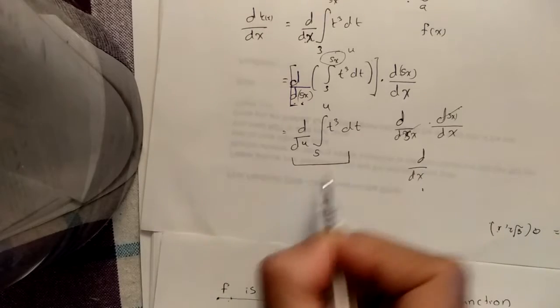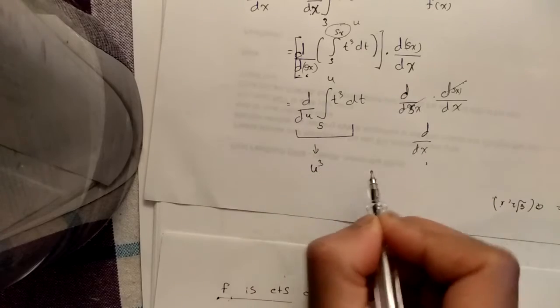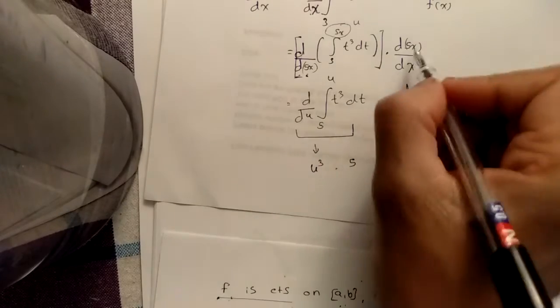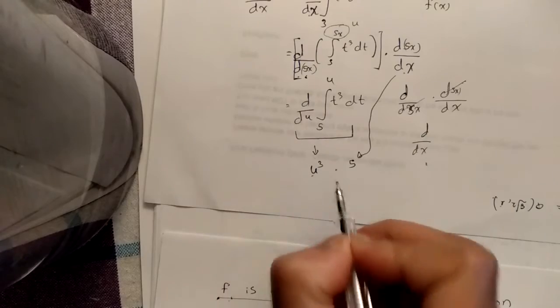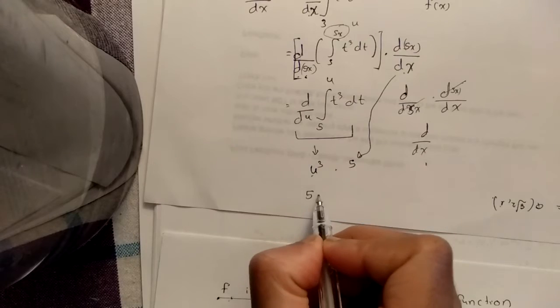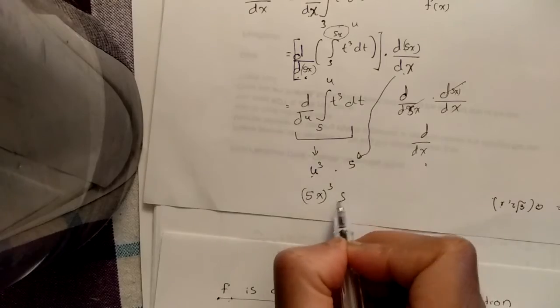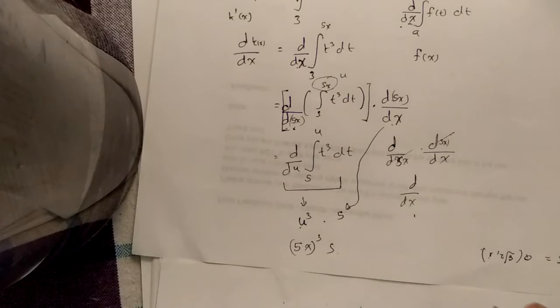So this will be from the fundamental theorem, it will be u cube times this one, 5, right? This comes from the fundamental theorem, and this part comes from the chain rule. Derivative of 5x with respect to x is equal to 5, and here you can resubstitute the original terminology, because u is equal to 5x, right?